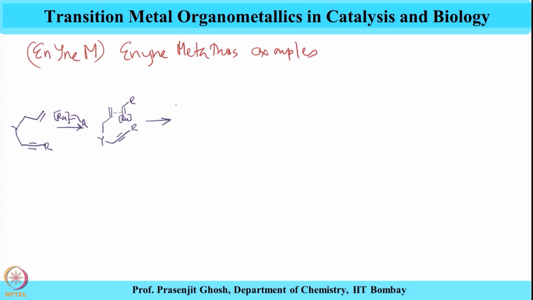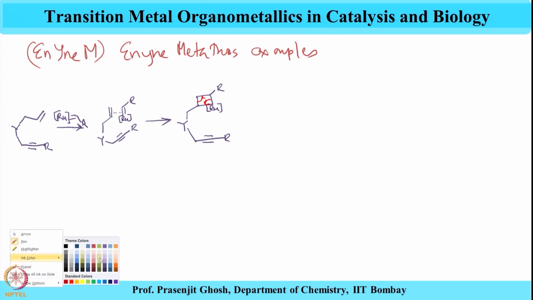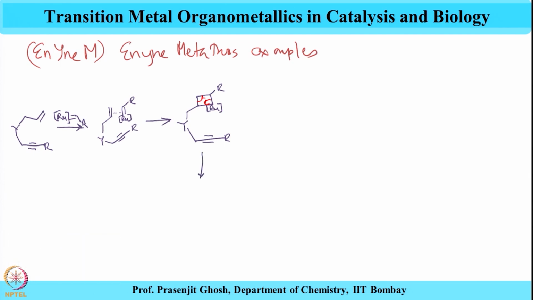so this will give this metallocyclobutane intermediate, and that will further rearrange to give this olefin and the substrate activated ruthenium carbene species.